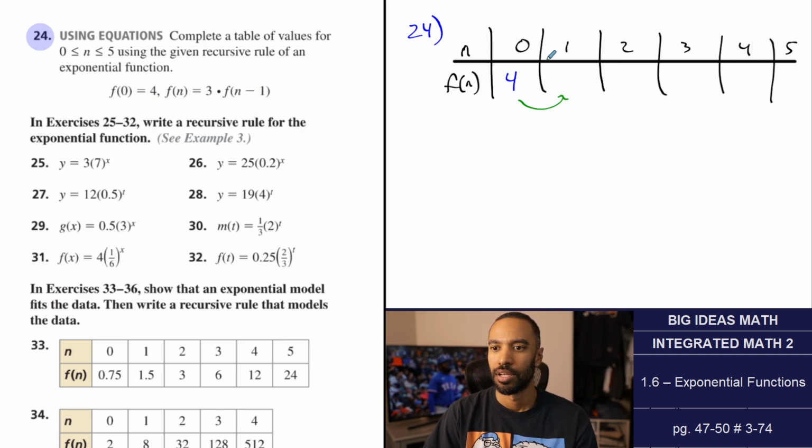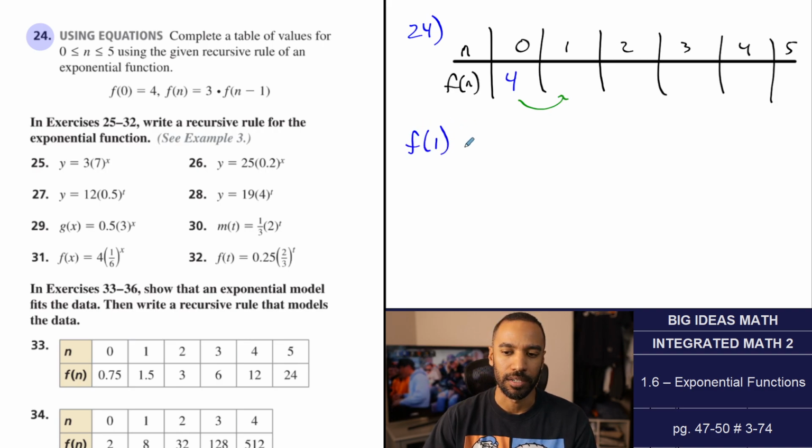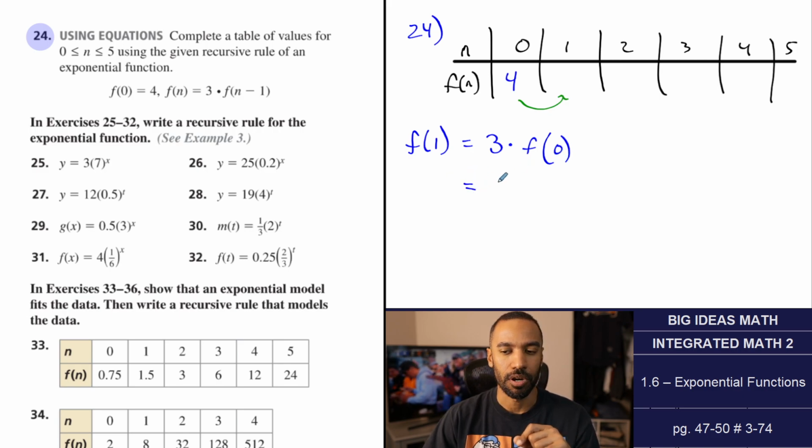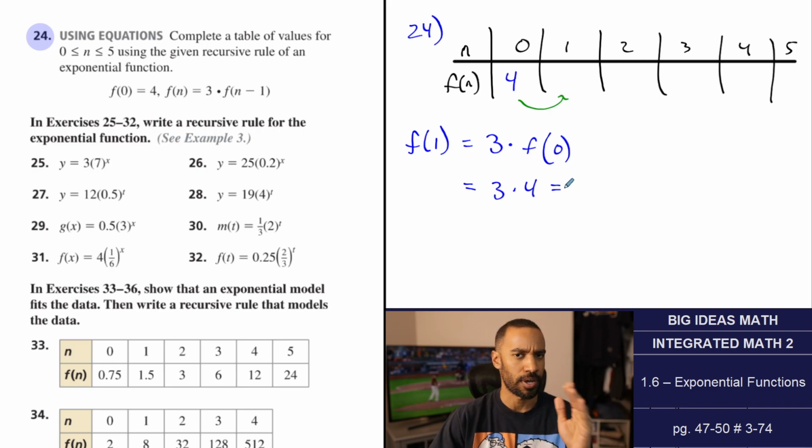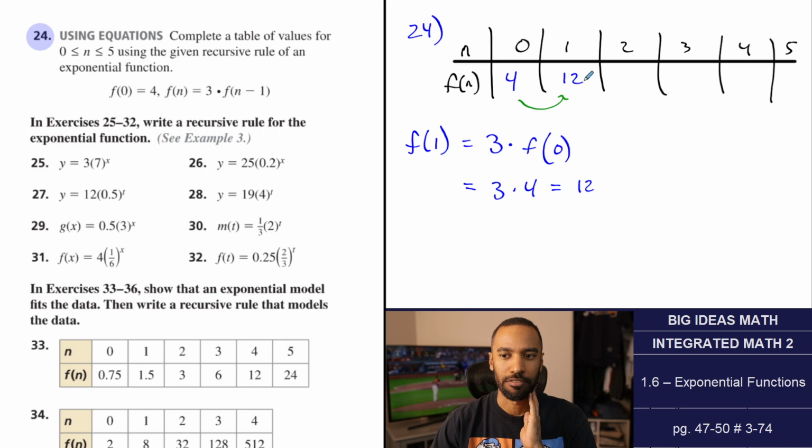Here's what it means. I want to find f of 1. So this is the rule: I'm going to take 3 and multiply it by f of 1 minus 1, or f of 0. Well, we know what f of 0 is. It's 4. So we're going to do 3 times 4. I like to say it the other way, 4 times 3, which is 12. And that's what f of 1 is.